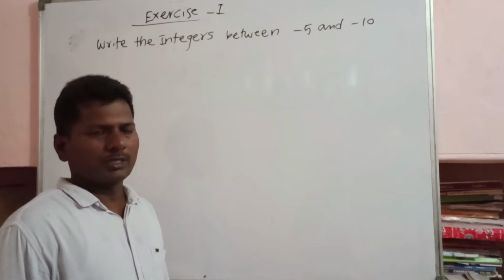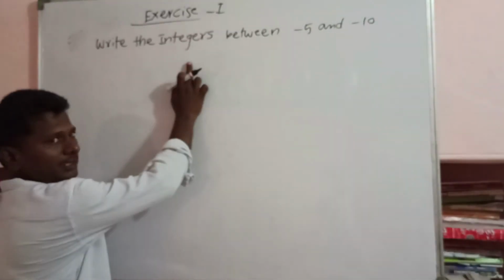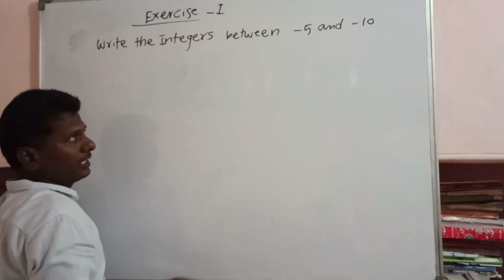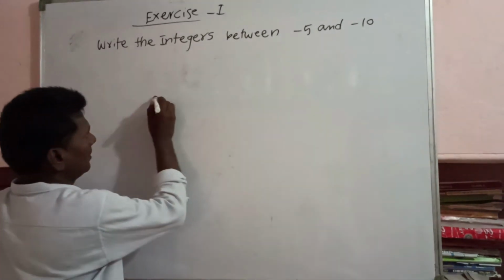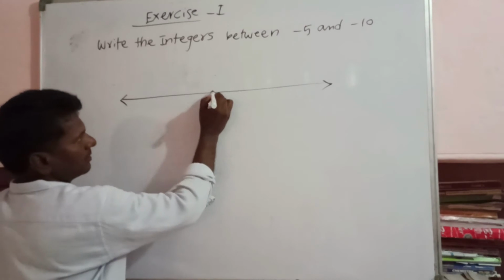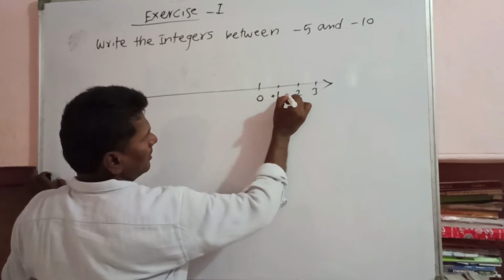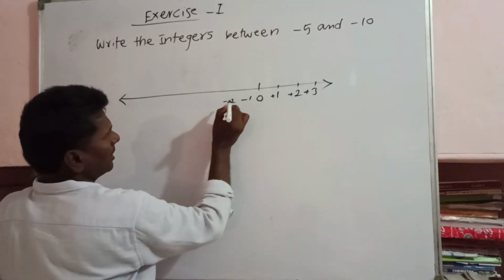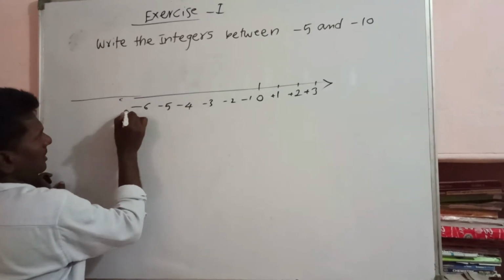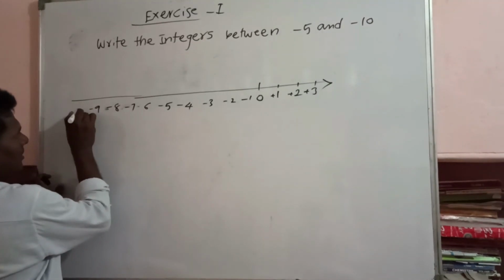Let us solve some questions from exercise 1. Write the integers between minus 5 and minus 10. To find the integers between these two, I am drawing a number line. So here is 0, plus 1, plus 2, plus 3 and so on. Minus 1, minus 2, minus 3, minus 4, minus 5, minus 6, minus 7, minus 8, minus 9, minus 10.